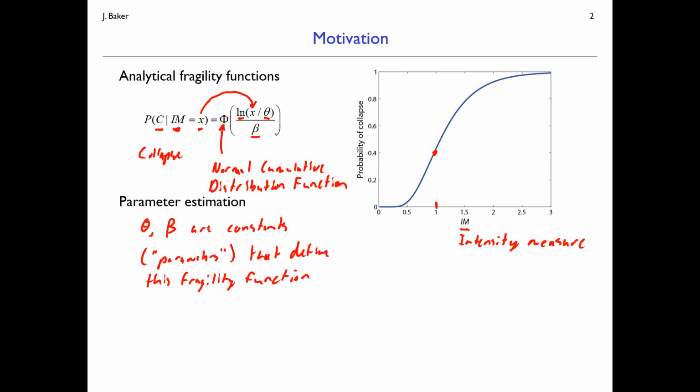Okay? And the question that we want to think about here today is, how do I estimate the values of theta and beta for a given structure if I have performed some structural analysis and observed collapses and non-collapses? How do I turn those observations into estimates of theta and beta, the parameters that I need to estimate here?